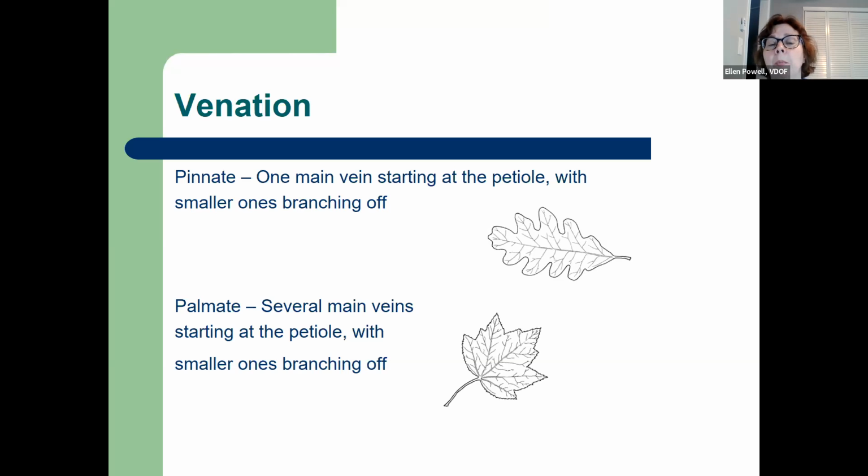So the difference between that and palmate, if you think palmate, think palm of your hand. You have several main veins that start at the petiole and go out toward the end, and you can't tell really which one is the main vein the way you can with the pinnately veined leaf. So in the case of the leaf at the bottom here, I can see 1, 2, 3, 4, 5 main veins that all have other veins branching off of them, just like in the pinnate example. But you can't determine which one is the main vein. There are 5, and they all originate right there at that point at the base of the petiole.